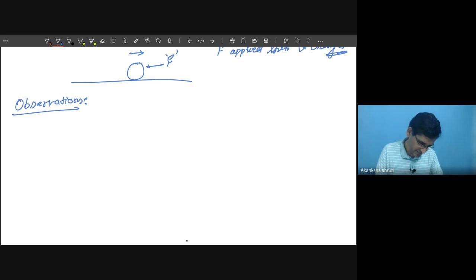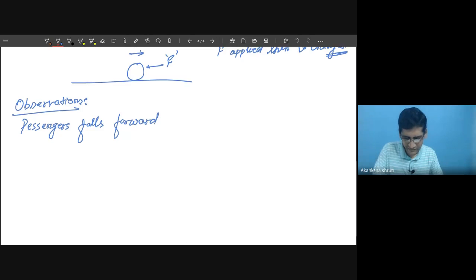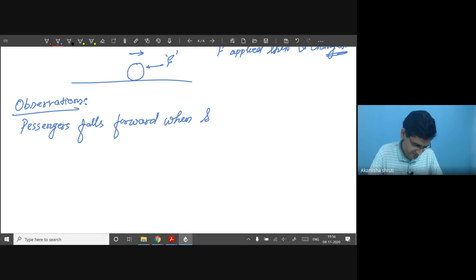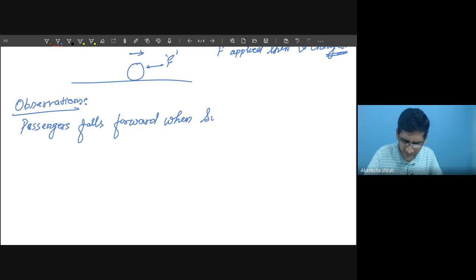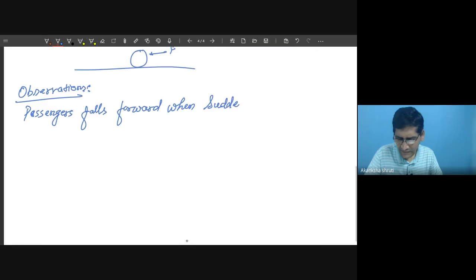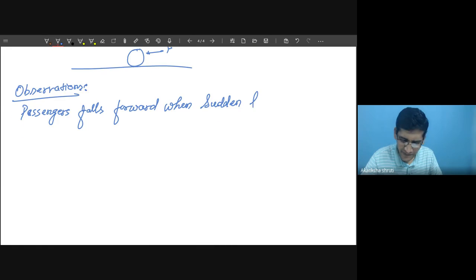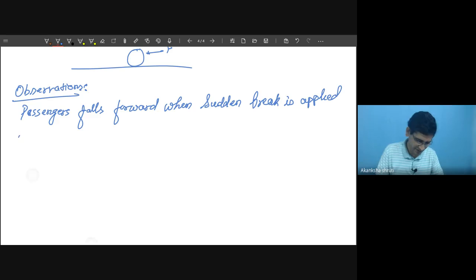So the passenger falls forward when a sudden brake is applied in a vehicle.